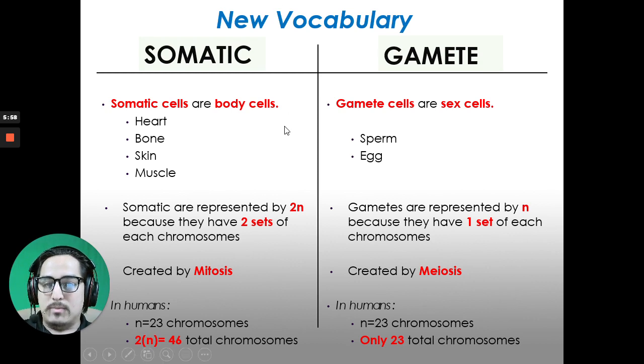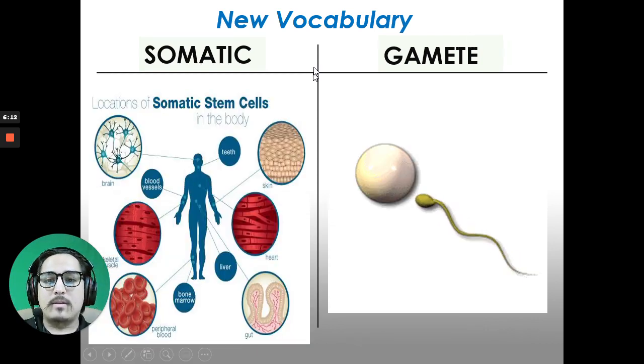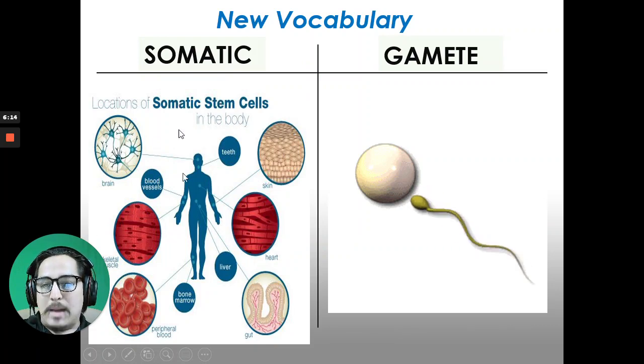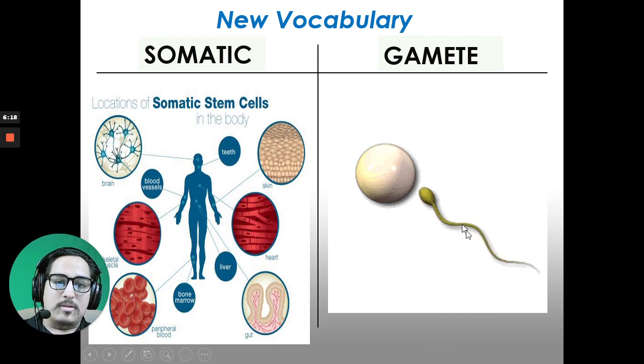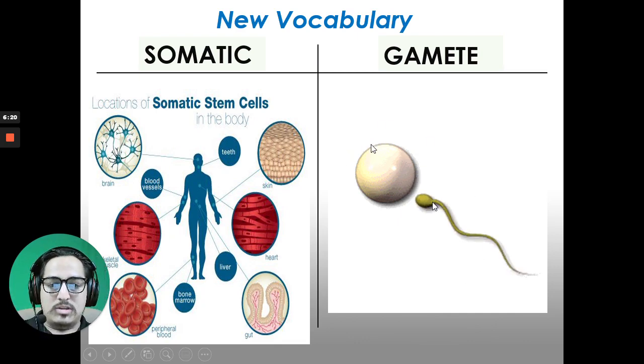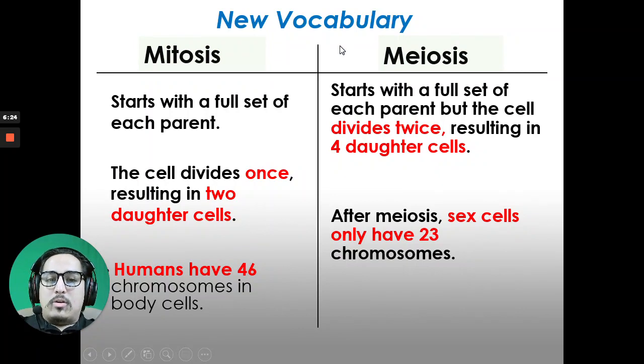We're going to practice a little bit more. Just remember, somatic cells are the body cells, and they have 2N. Gametes are sex cells, which are going to be either the sperm or the egg, depending on your gender, and they're going to have 1N. So again, some examples here: somatic is going to be everything in your body, and the gamete is going to be either the sperm or the egg, whichever your gender is. Go ahead and pause the video, copy this.